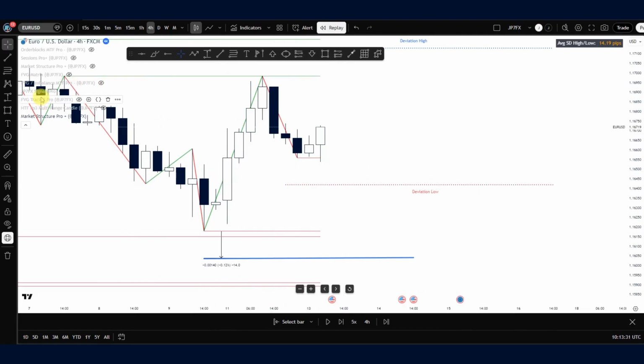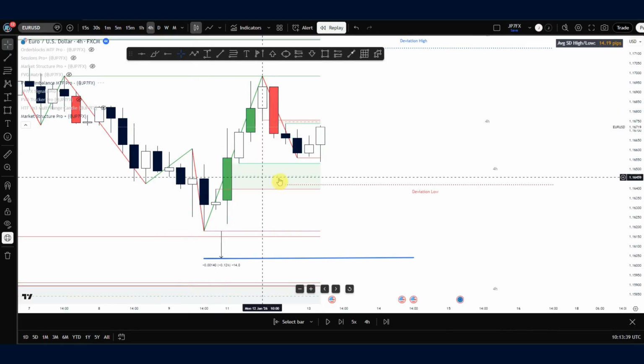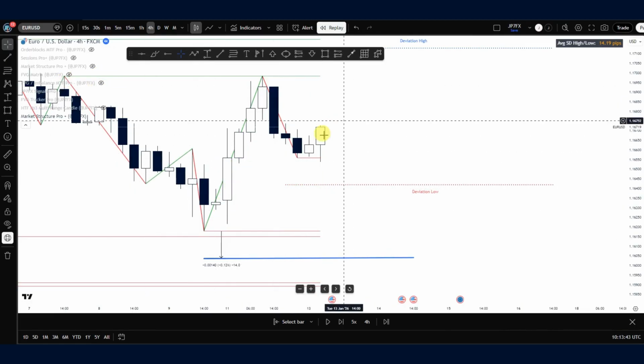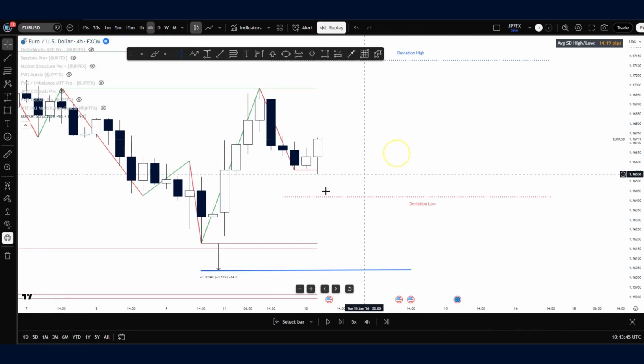And of course, if you're using the fair value gap indicator, which is also available in the suite, it will then show you a fair value gap, which is there. Again, that's for another video.